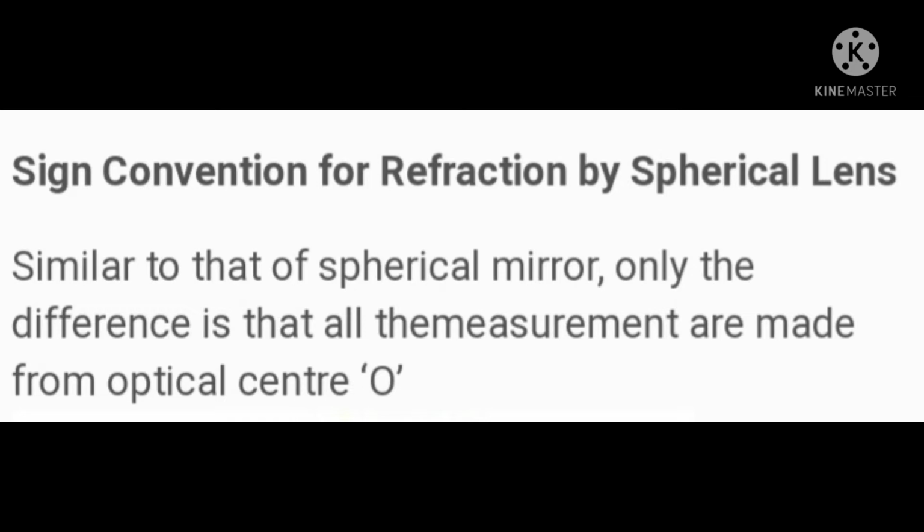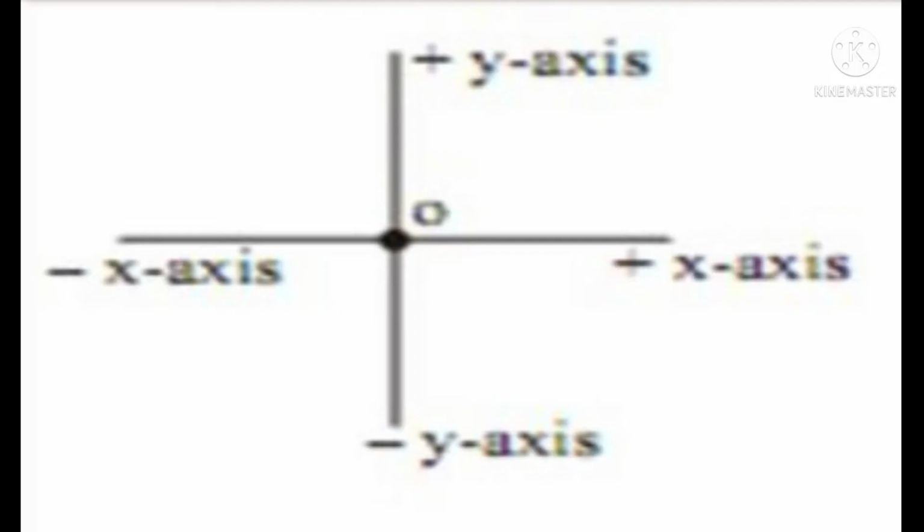All the measurements we make are from the optical center. In yesterday's class we discussed which point is the optical center of a lens; we have to measure from there. That is the difference, and other things are the same as that of spherical mirrors. Clear?